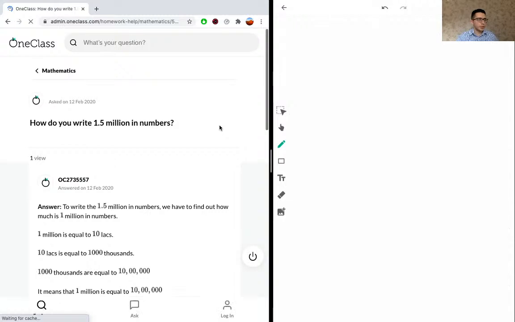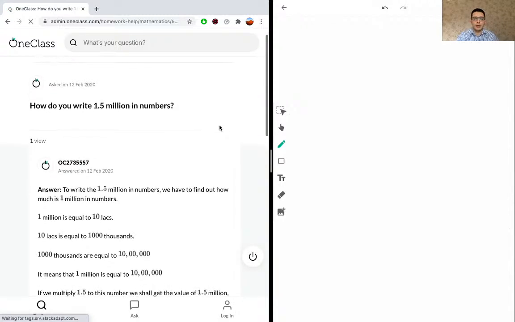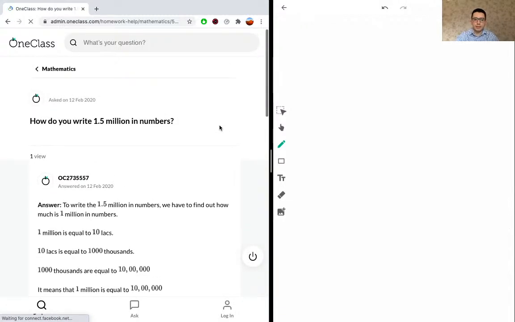Okay, so the next question that we have over here is, how do we write 1.5 million in numbers? So I'm assuming this is asking us just to write all the zeros associated with 1.5 million. So here, 1.5 million, this is a decimal point, in the full numerical way.